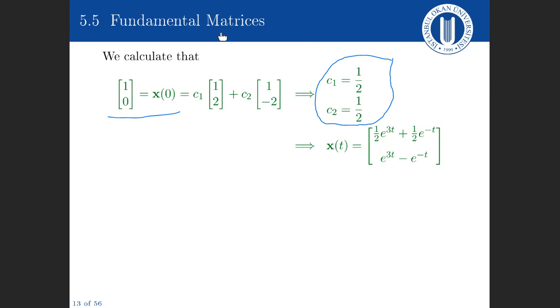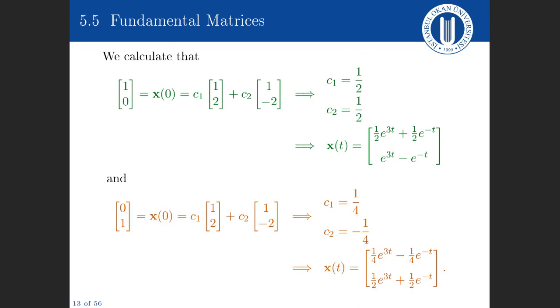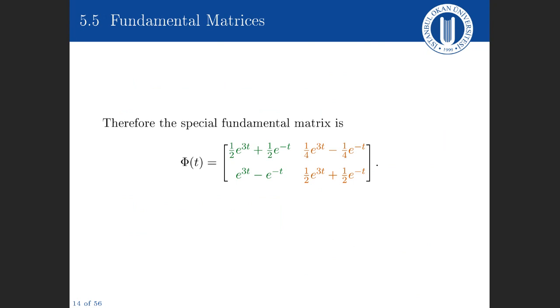So the first solution must be (1/2 e^(3t) + 1/2 e^(-t), e^(3t) - e^(-t)). And then we do the same calculation, but using the initial condition x of 0 is equal to (0, 1). And this time we find that the constants we need are 1/4 and -1/4. So the second function that we want is (1/4 e^(3t) - 1/4 e^(-t), 1/2 e^(3t) + 1/2 e^(-t)), which I will leave for you to check. Now that we know these two functions, we can write down the special fundamental matrix. And here it is. The first function gives us the first column, and the second function gives us the second column.